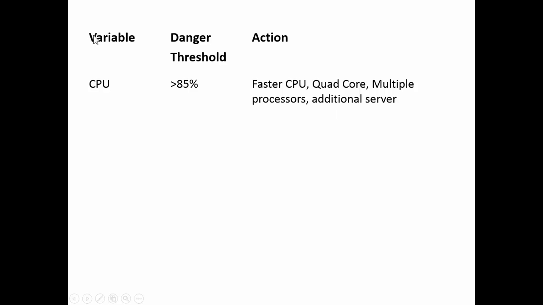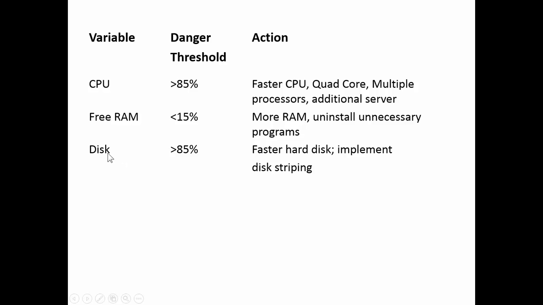That's one key variable. Another key variable to watch is making sure we have enough free RAM. And if free RAM is less than 15%, then that's a danger threshold. So what we can do is to install more RAM, or in the short term, we could just uninstall unnecessary programs which are gobbling up RAM.